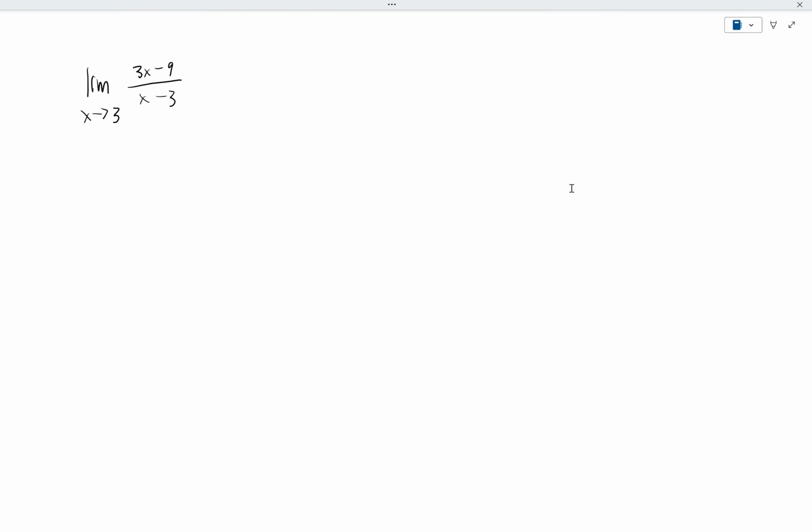The first step that you should do when solving a limit like this is plugging in the value for every x in the limit. So we're looking at as x goes to 3. Let's just plug in 3 for every x and see if we get a meaningful answer. So we get 3 times 3 minus 9 all over 3 minus 3. This ends up giving us 0 over 0. 0 over 0 is an indeterminate form. It doesn't tell us anything about what this limit actually evaluates to.